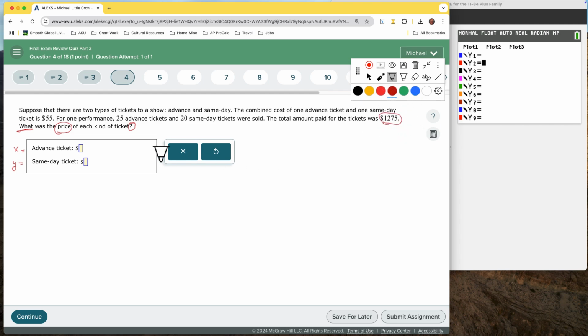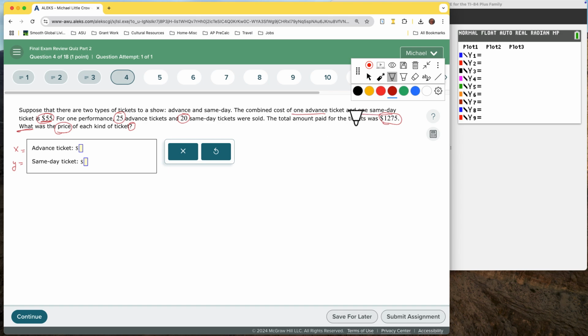Okay, that's an important thing. I kind of look for numbers. Here's 20, here's 25, here's 55. Okay, so I got some numbers. Now let's read it. Suppose that there are two types of tickets, advance and same day. The combined cost of one advance ticket and one same day ticket is $55. One advance, one same day, $55.